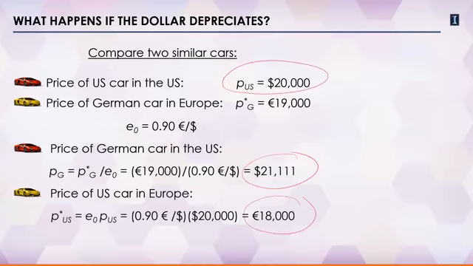So the depreciation of the dollar makes the US product more competitive in the US, more competitive in Germany, and all over Europe, in fact. And relative to the products of Germany, US products become more competitive in the entire world.